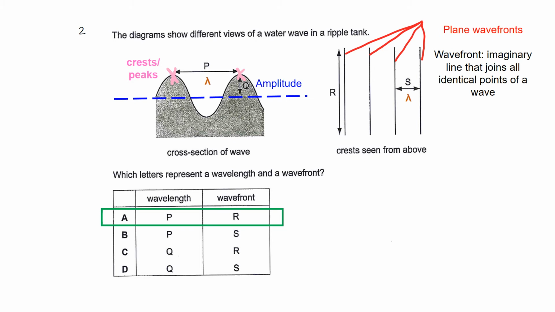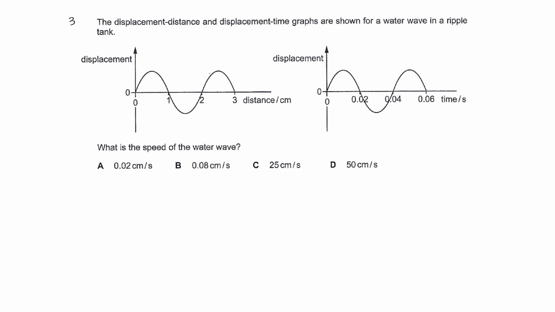Question 3. We are given two types of graph. First, a displacement-distance graph on the left and a displacement-time graph on the right. We can see that the y-axis for both graphs is the same, representing displacement. The difference is in the horizontal x-axis. The y-axis displacement will give us the same physical quantity. The maximum displacement or the height of the wave is represented by the amplitude.